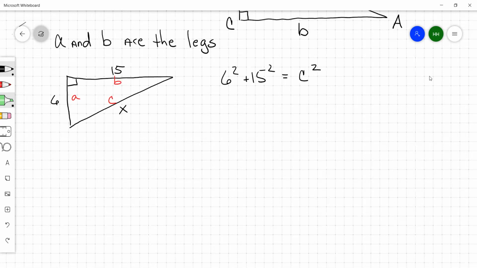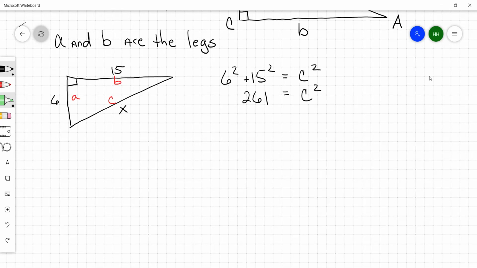So 6 squared plus 15 squared. You can do all that in your calculator. 6 squared plus 15 squared, that equals 261. So 261 equals C squared.